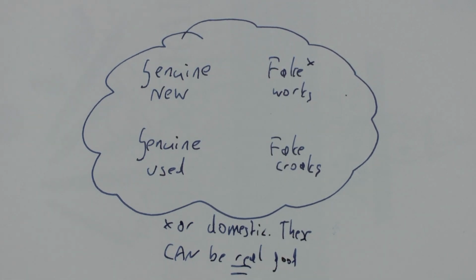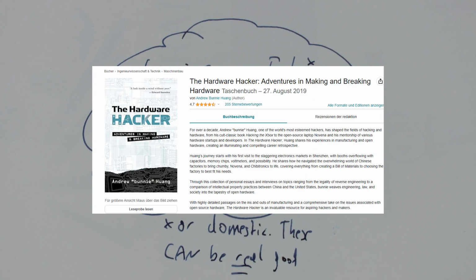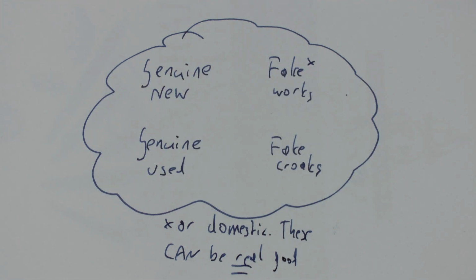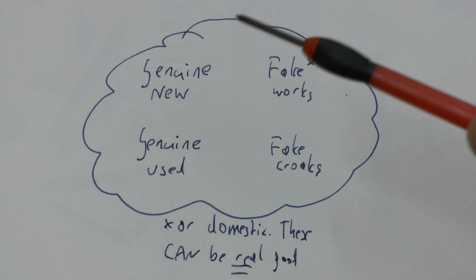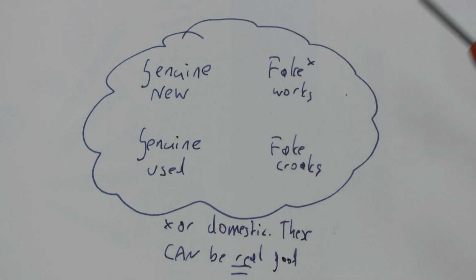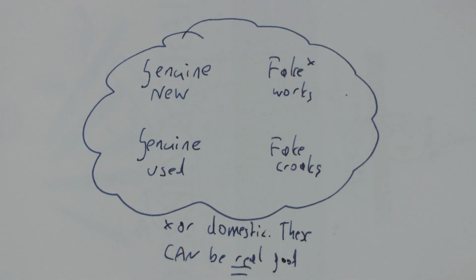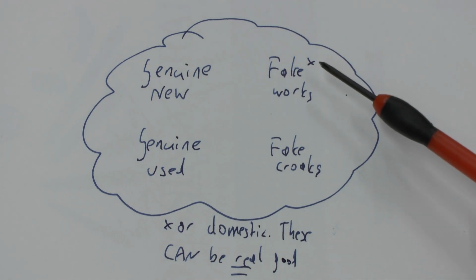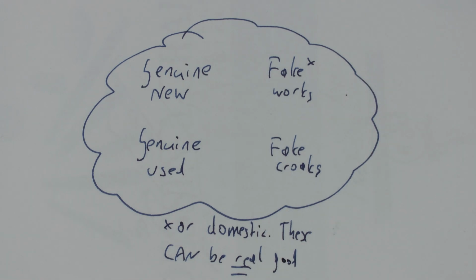And the components: this is a diagram which I've been basing on the book by Bunny, which I wholeheartedly recommend. Inside of the component cloud, basically there are four worlds. There is the genuine new, and there is the working fake or the domestic component. Both of these today are not interesting for us. I only want to say that the so-called fakes, the domestic analogs, often work better than the genuine parts, for example for LEDs, where HQD sometimes outperforms other vendors. But this is just a side note.